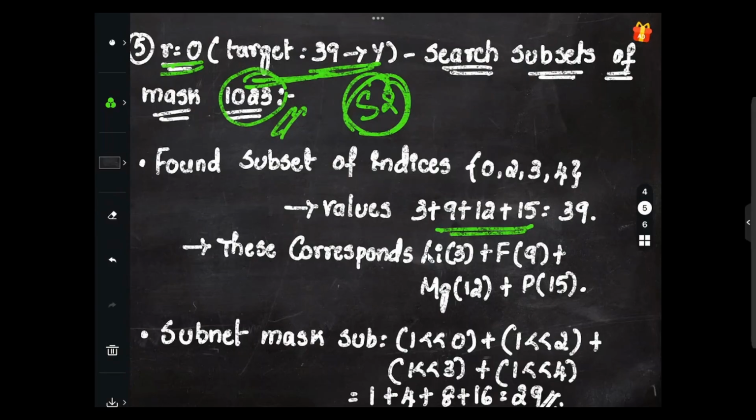Now these correspond to what elements? This one is Li, F, Mg, as well as P, with the atomic numbers 3, 9, 12 as well as 15. So the value we have got here is 39. This is fine. Now we will be going with the next mask, nothing but 1023 XOR 29.